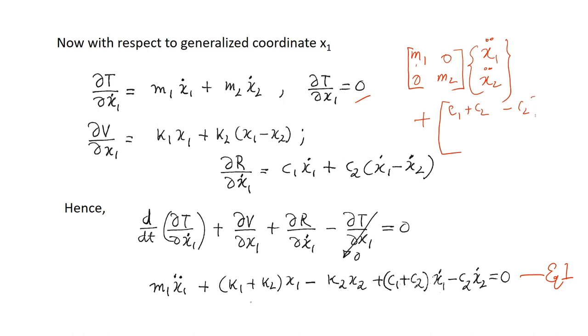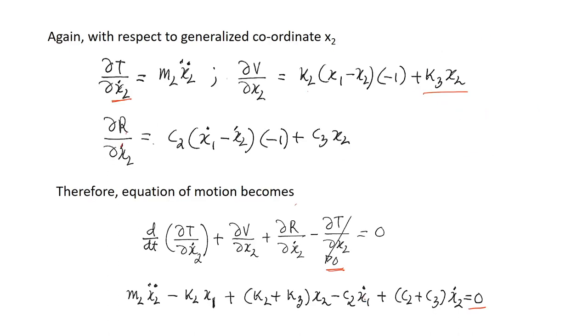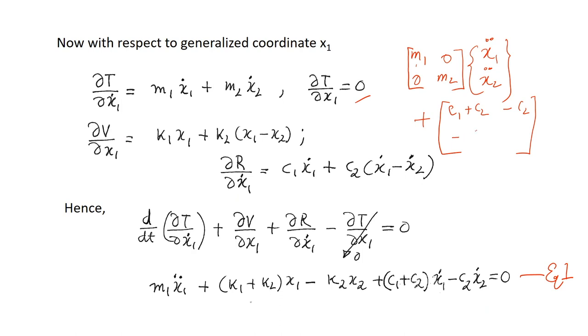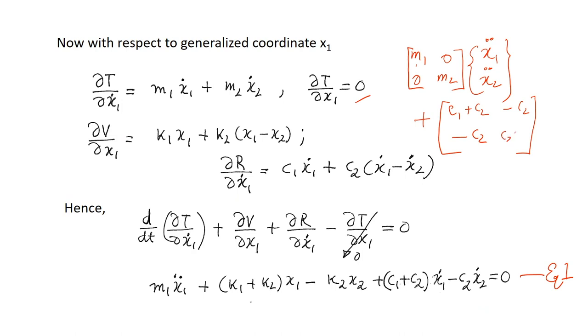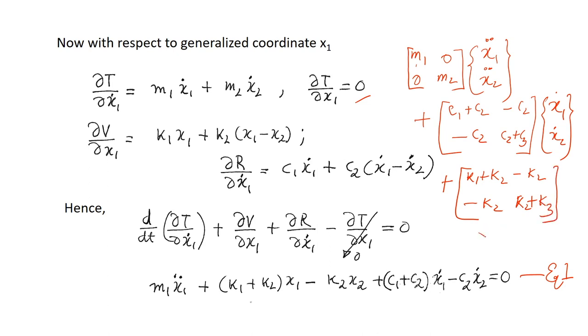Then from the second equation, we have to pick up the other quantities. From the second equation, the coefficient of the term x 1 dot is minus c 2, so we write minus c 2, and the other term is c 2 plus c 3. And this is the vector of velocities. Then we have the stiffness term, which can be similarly written: k 1 plus k 2, minus k 2, minus k 2, k 2 plus k 3, and the associated vector, that is x 1 and x 2, equal to 0.